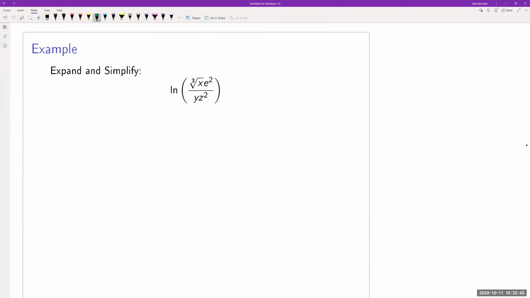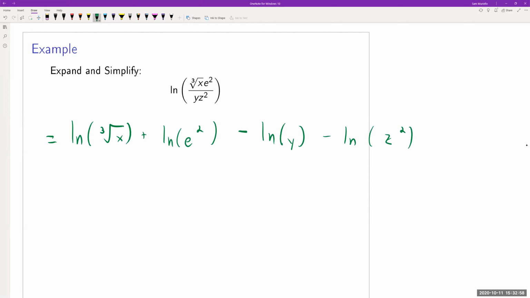So we can rewrite this log as ln of cube root of x plus ln of e squared minus ln of y minus ln of z squared. The things in the numerator are multiplied and so are added. The things in the denominator are divided and so show up as subtraction.